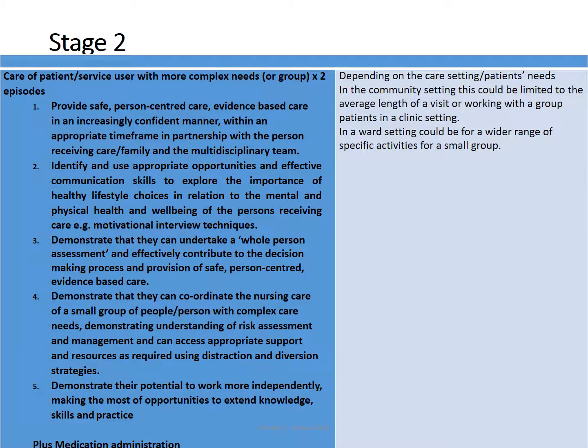In the second year, or stage 2, they have to give care to 2 patients, or on 2 occasions, shall we say, care of a patient service user with more complex needs. Again, here are the things that the assessor has to look for and understand. And again, it's depending on the care setting.